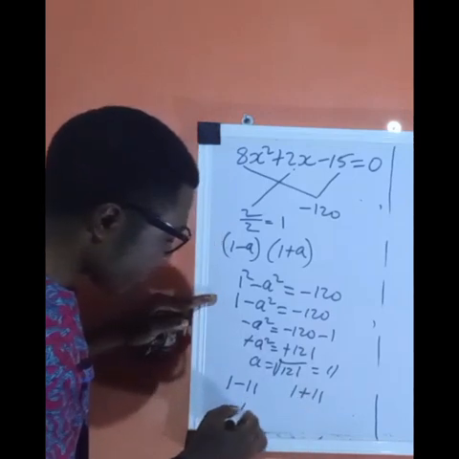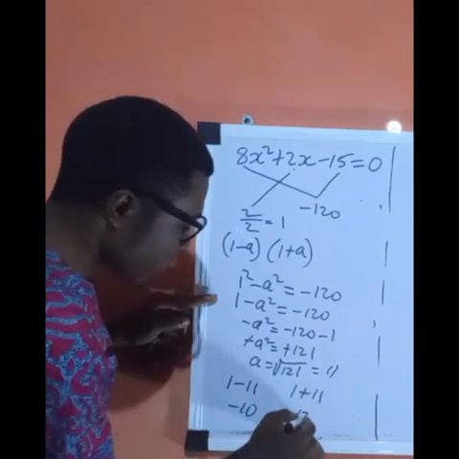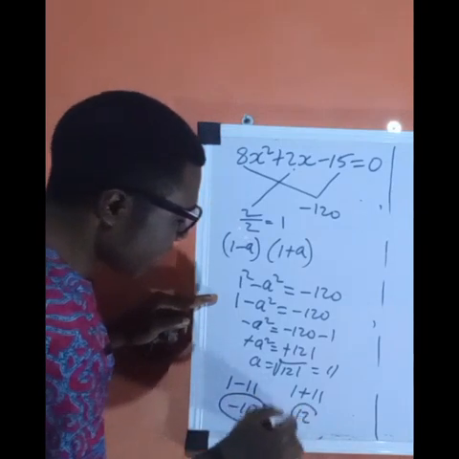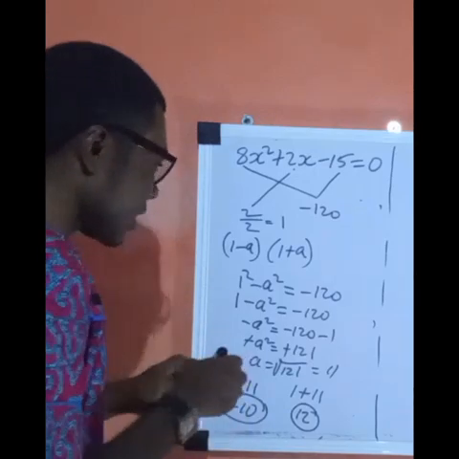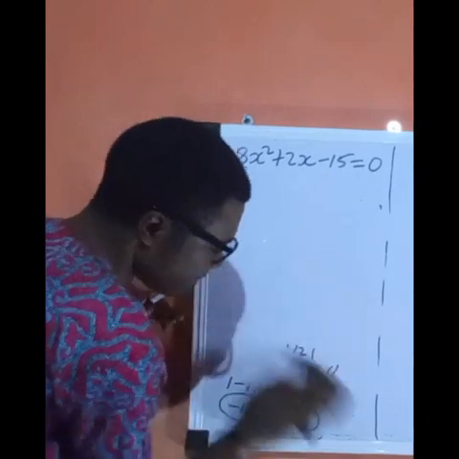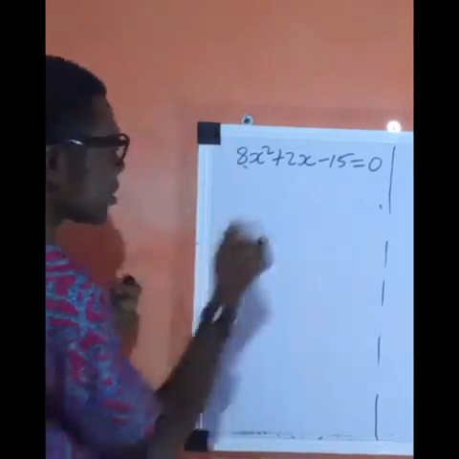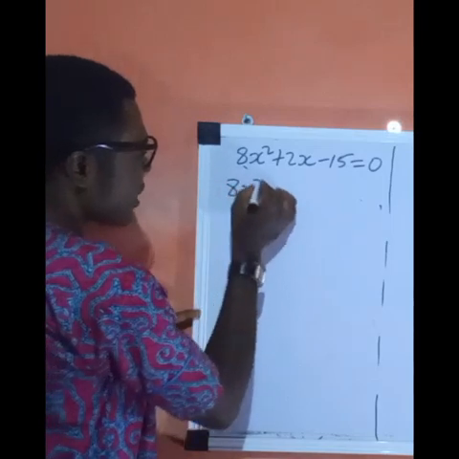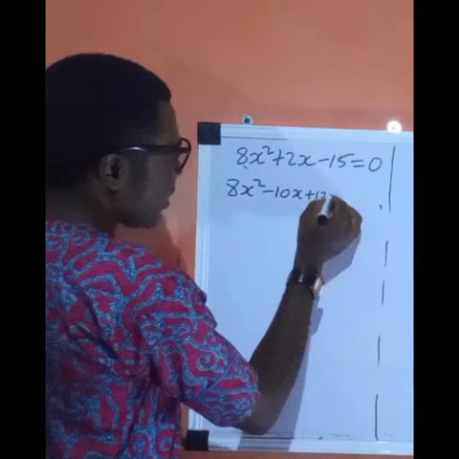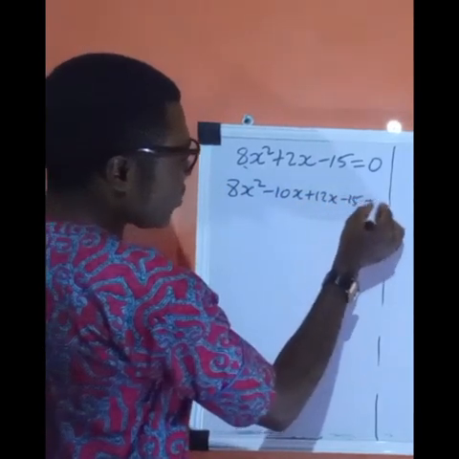1 minus 11 is minus 10. 1 plus 11 is 12. So the two numbers that will replace 2x will be minus 10 and 12. So that is what we are going to do. You don't need to guess anything. You have gotten it exactly. So we have 8x squared minus 10x plus 12x minus 15 equals 0.